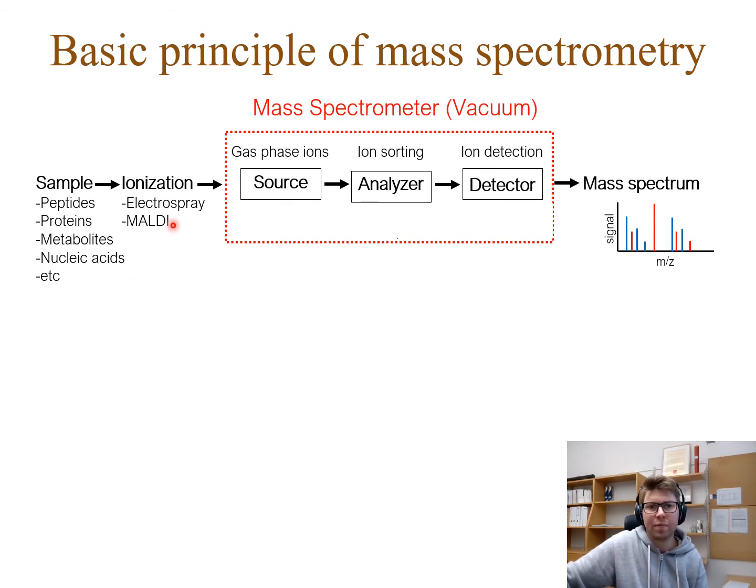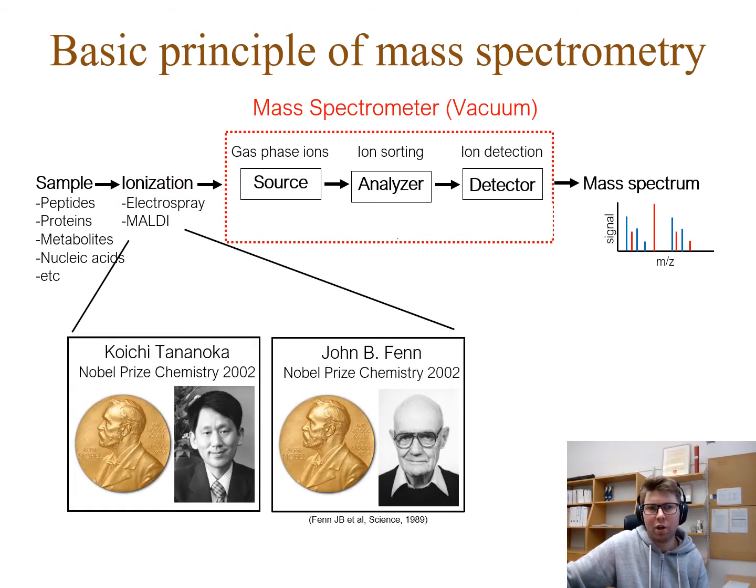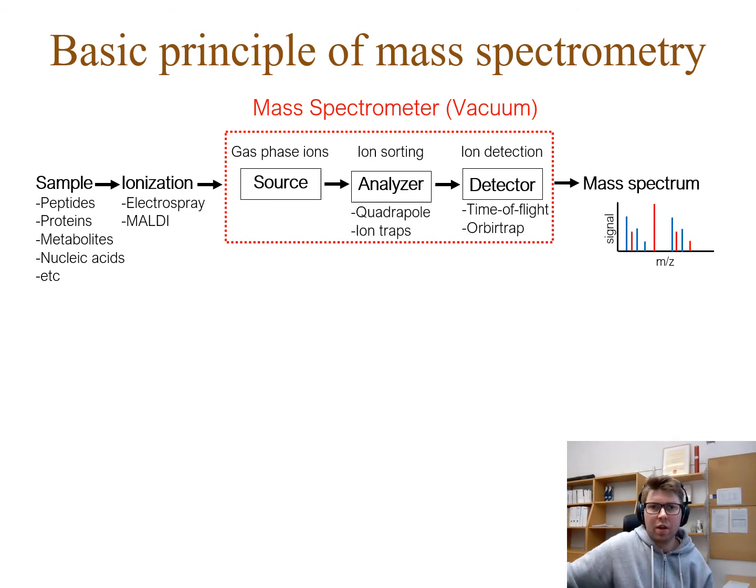and similar. For ionization, there are two main techniques. These are called electrospray and MALDI. And I also wanted to just highlight that a Nobel Prize in 2002 was given to these ionization techniques. So Koichi Tanaka developed the MALDI technique, whereas John B. Fenn developed the electrospray technique.